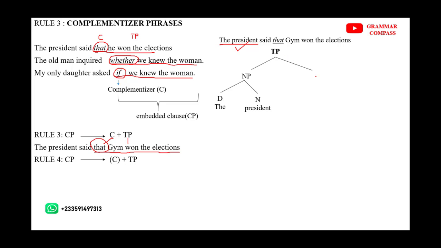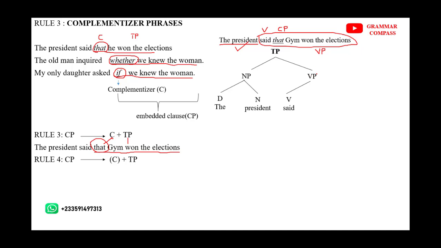Now let us move on to the verb phrase. This part of the sentence is what forms the verb phrase. Let us circle it. So our verb phrase consists of the verb "said", and then our complementizer phrase, that is, "that Jim won the elections". Now we are done with the part that constitutes the noun phrase. Let us move on to our verb phrase. Our verb phrase is "said that Jim won the elections". That is the part that is circled.